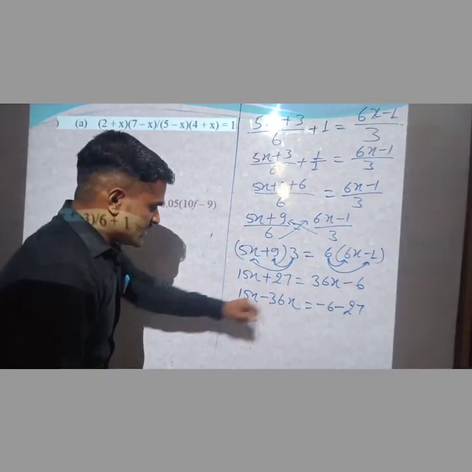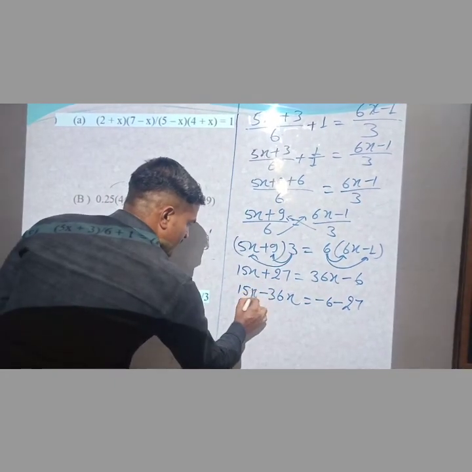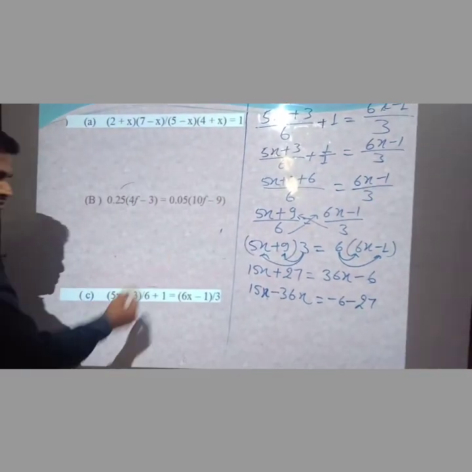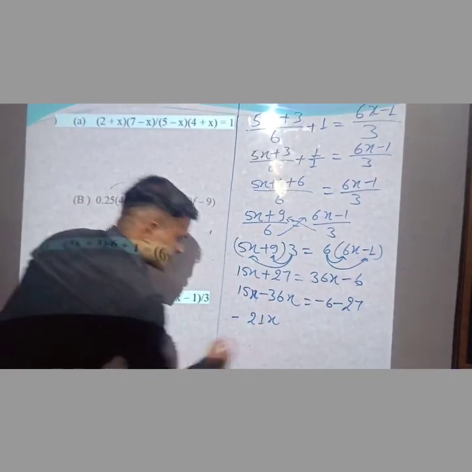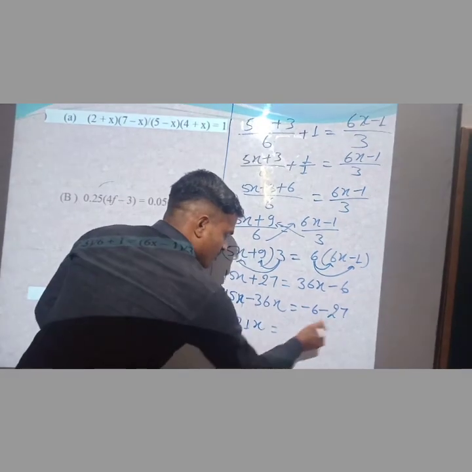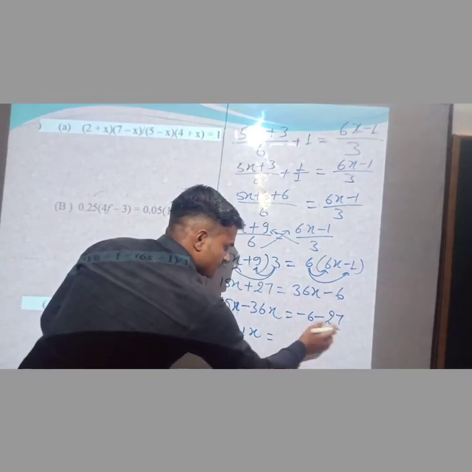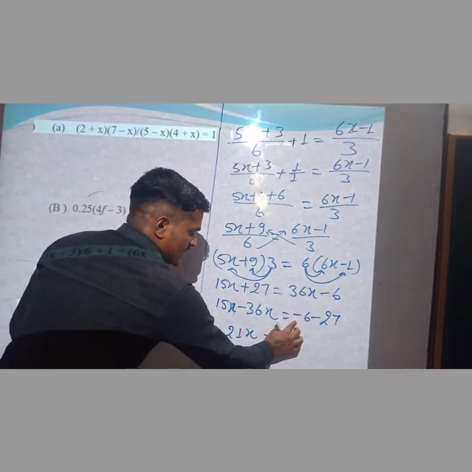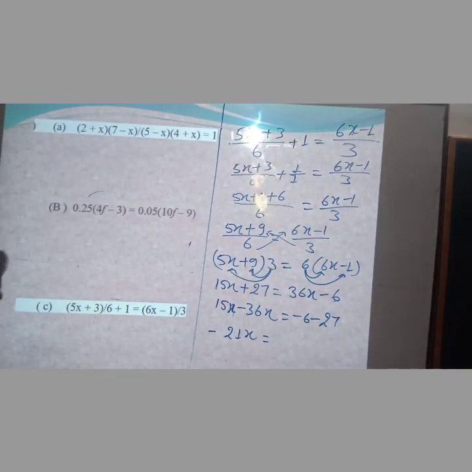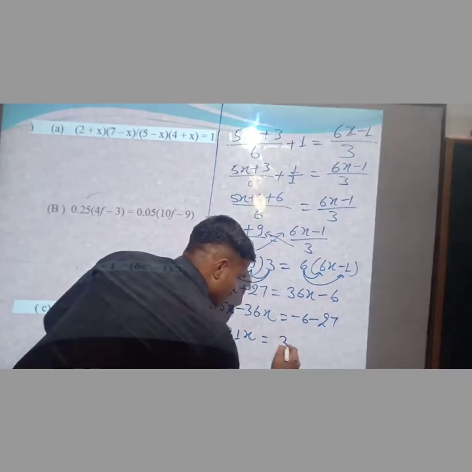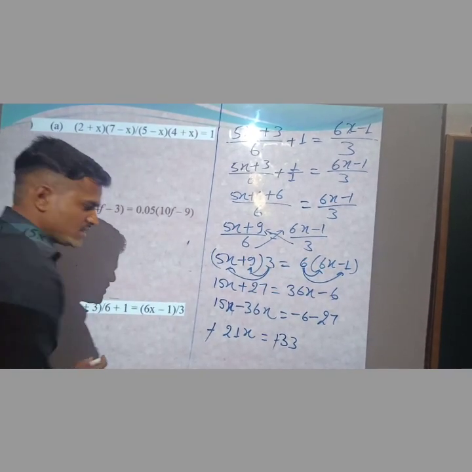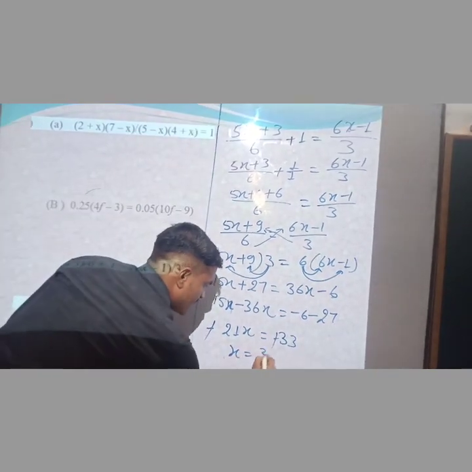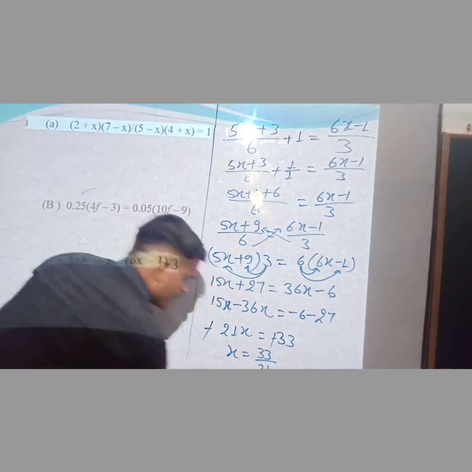So 15 minus 36, subtract it, we get minus 21x is equal to minus 6 minus 27, which is minus 33. So minus minus is cancelled, and x is equal to 33 upon 21.